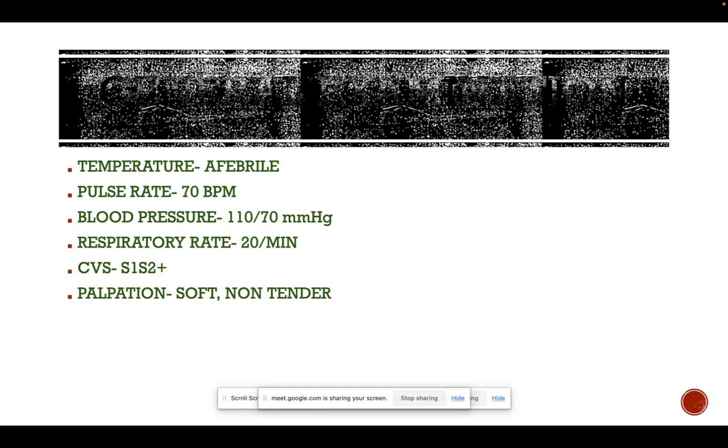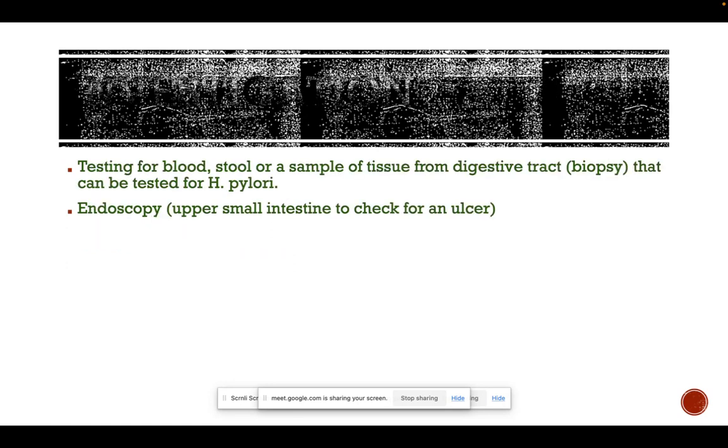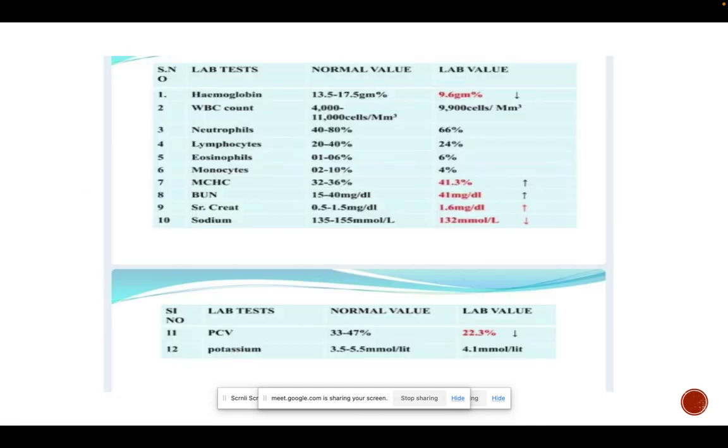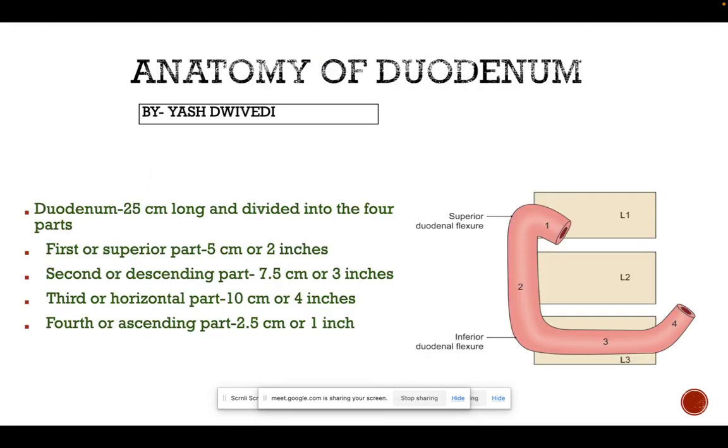Her respiratory rate was a little bit high, and on testing her blood, stool, and a tissue sample for H. pylori and endoscopy, we have got her report. Now I would like my friend S. Divedi to continue.